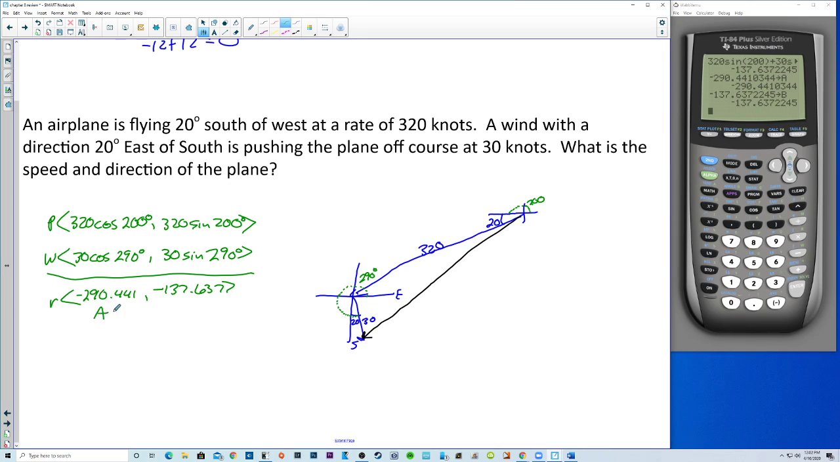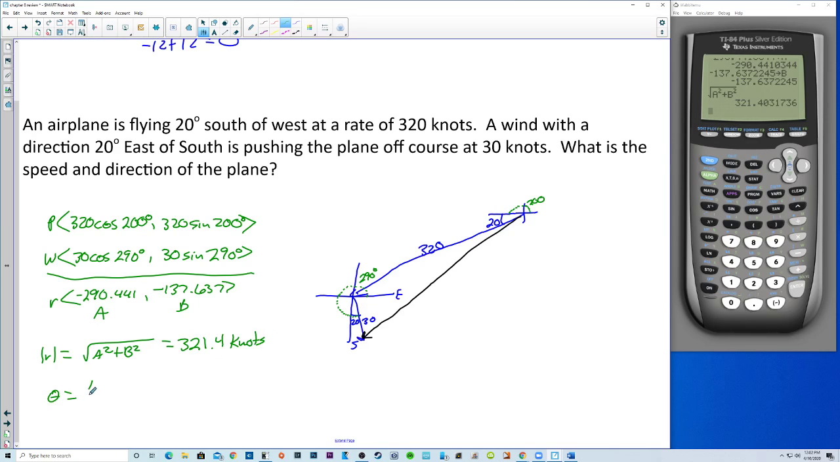So I have this in A, and I have this in B, so the magnitude of R is equal to the square root of A squared plus B squared. Let's do that on the calculator. Square root of a squared plus b squared. So the magnitude or the speed is 321.4, and that's going to be knots.